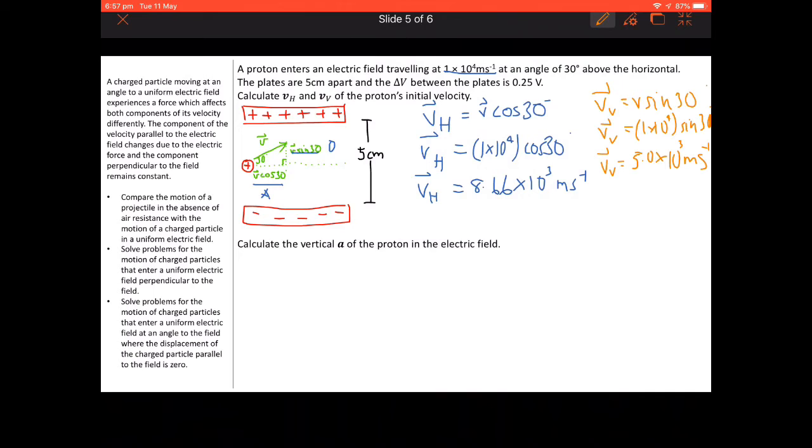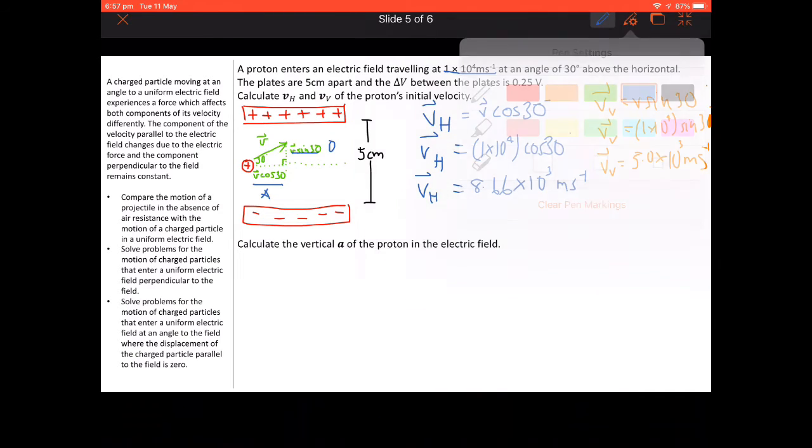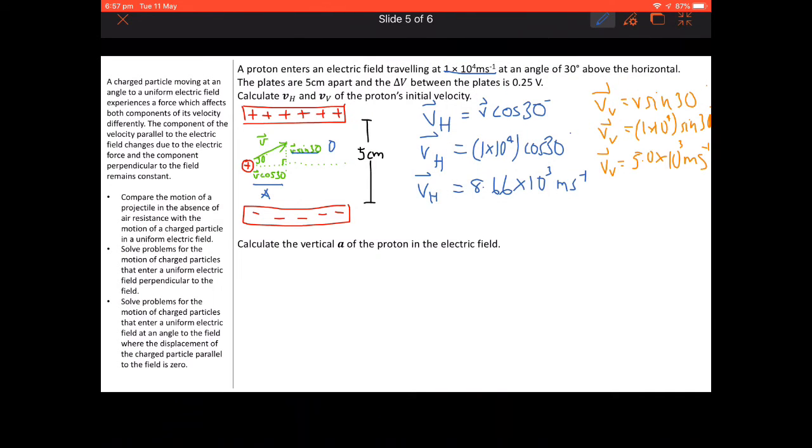So that's our horizontal velocity and our vertical velocities. We next have to calculate the vertical acceleration of the proton in the electric field. Now, to do this, we'll have to do 2 steps. In the previous question it was broken down for us, but now we need to recognise that in order to calculate the acceleration, we'll need to calculate the electric field strength, which is equal to the potential difference divided by the distance between the plates.